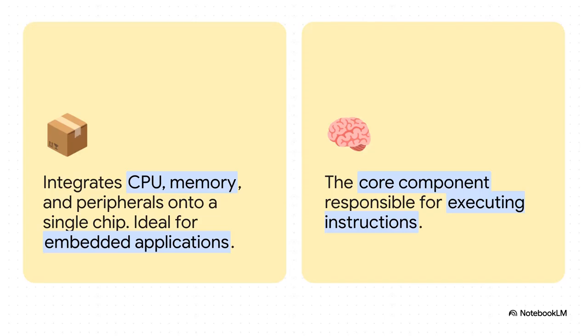So a really critical idea to get right from the start is the difference between a microcontroller and a CPU. Just think of the CPU as the core brain. It's the part that does the actual thinking. But a microcontroller, well, that's the whole package. It's like a computer on a chip. It has the CPU inside, sure, but it also has memory and all the other bits and pieces it needs to interact with the real world. That's what makes them so perfect for embedded systems like a robot or a drone.